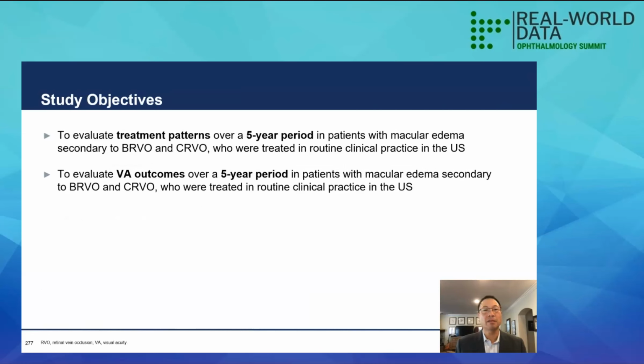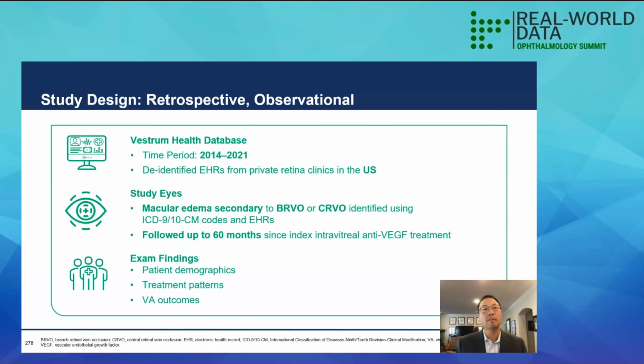The study objectives were to evaluate treatment patterns as well as visual acuity outcomes over a 5-year period in patients who had macular edema secondary to branch retinal vein occlusion and central retinal vein occlusion, who were treated in routine clinical practice in the United States. This was a retrospective and observational study of the Vestrum Health database.